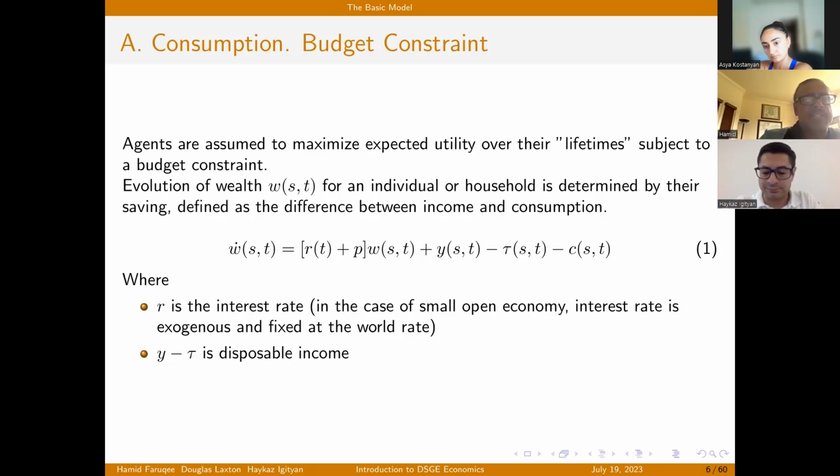R is the interest rate, as I mentioned. In the small open economy example we'll talk about later, R will be fixed at the world real interest rate. And in the closed economy case, R will be endogenously determined to equilibrate saving and investment. Okay, next slide, please.